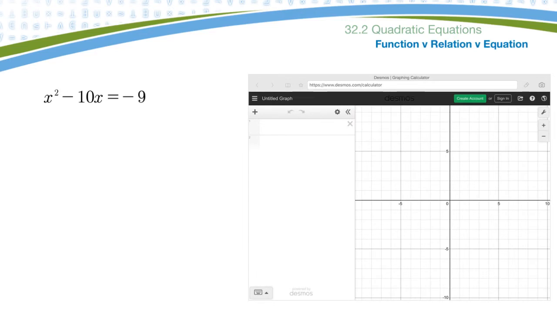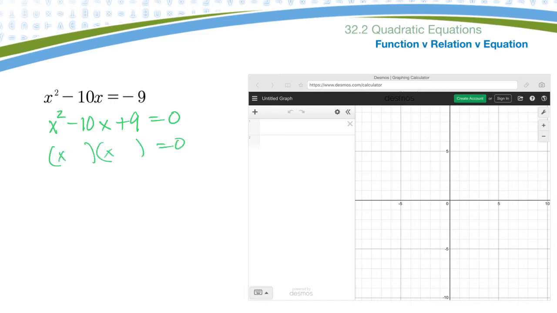Okay, sometimes you might see a question that looks like this, and this is strictly an equation. There's no y equals or f of x is equal to. But to solve this equation, if it's a quadratic and there's an x term and a constant term, then typically what I want to do is get everything on one side. So I'm going to add 9 to both sides. Then I'll try and factor.